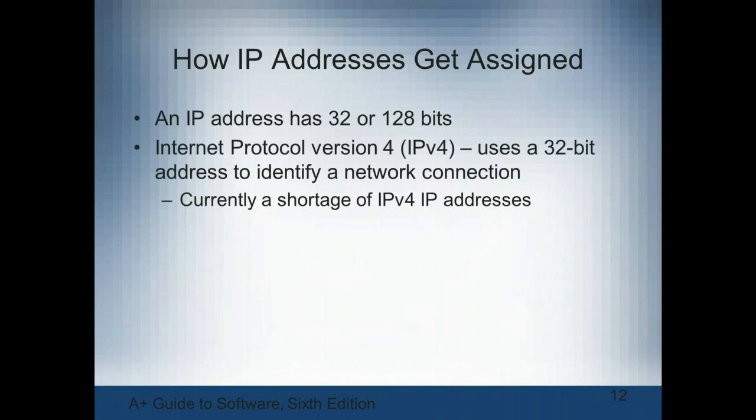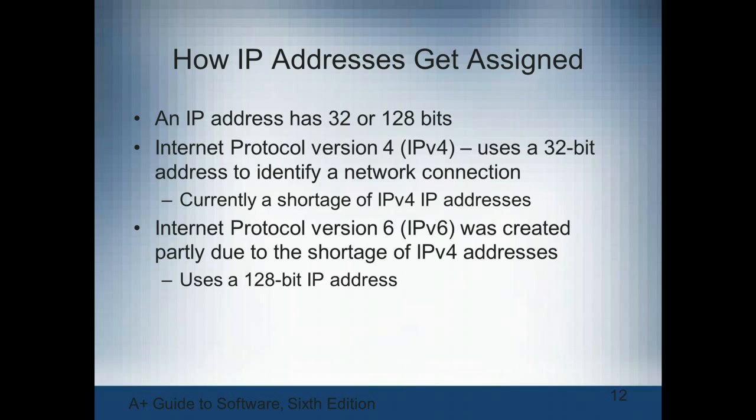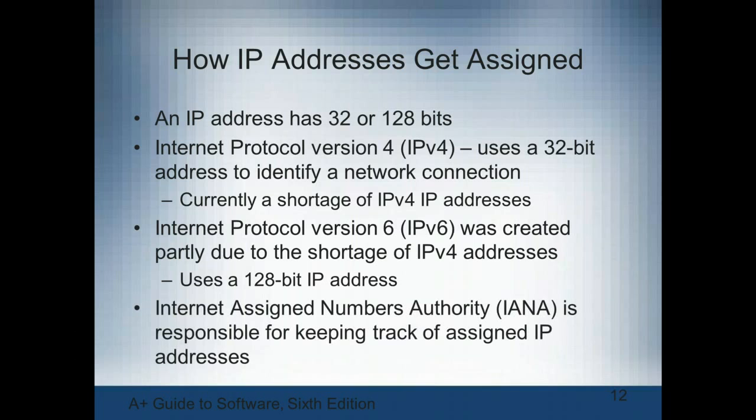That's 32 or 128 bits. We said that IPv4 is the 32-bit, and IPv6 uses the 128-bit. It says currently a shortage. Currently there are no new addresses. Now that doesn't mean that all the addresses are actually in use, because some of the universities that were on the front end of the internet have large blocks that they're not using, but they don't do us a whole lot of good. IPv6 is 128-bit. IANA is the organization that assigns these things.